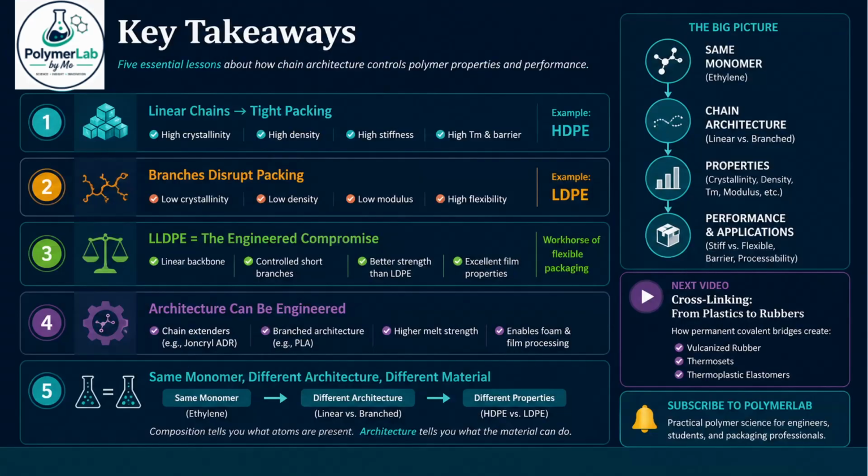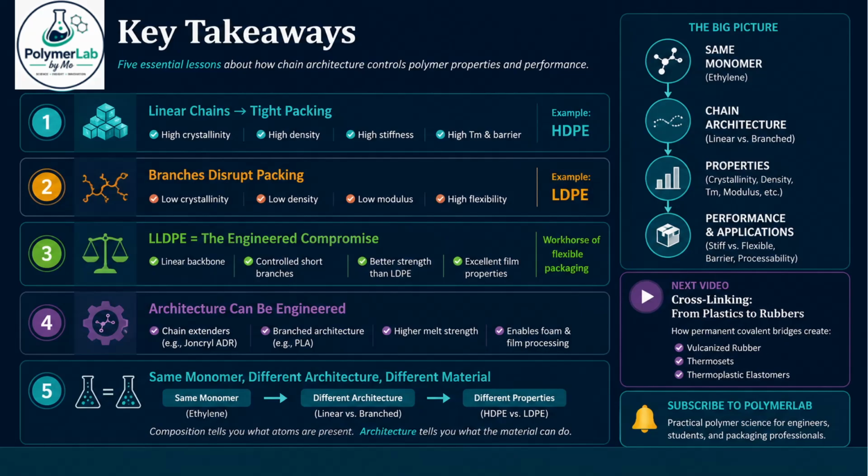Five things I want you to carry out of this video. 1. Linear chains packed tightly into crystals. High crystallinity gives HDPE its density, its stiffness, its barrier performance, its melting temperature. All of it traces back to linear architecture.